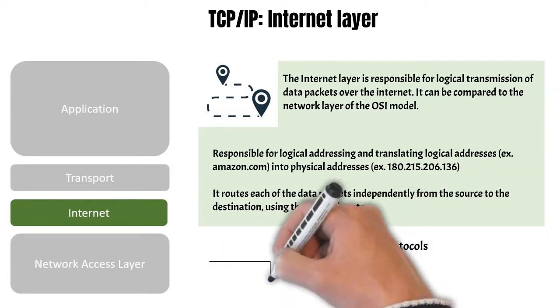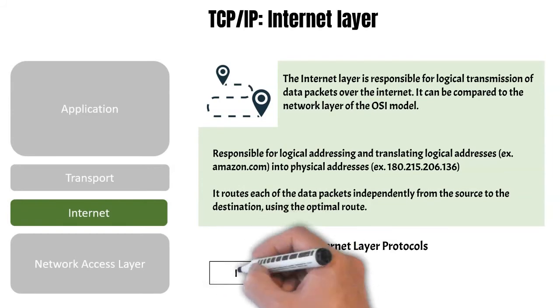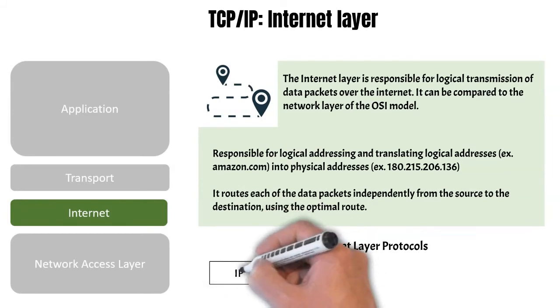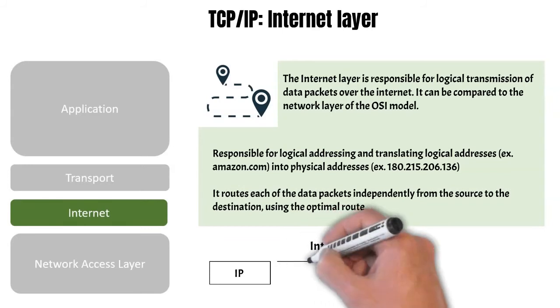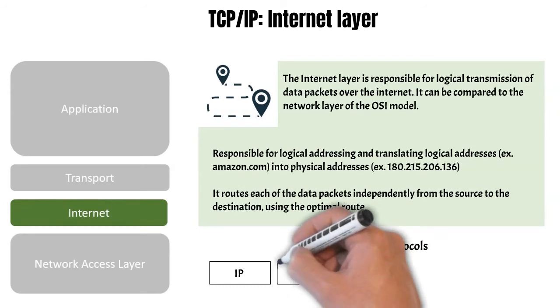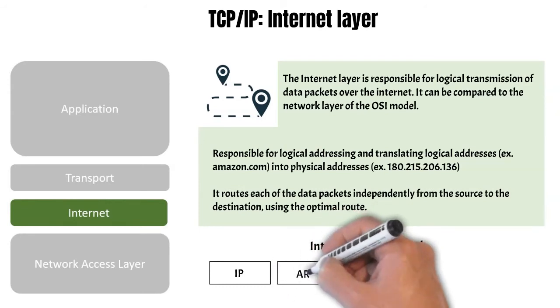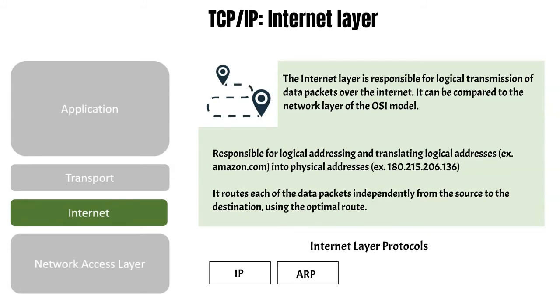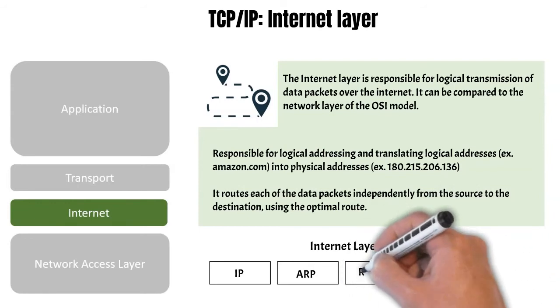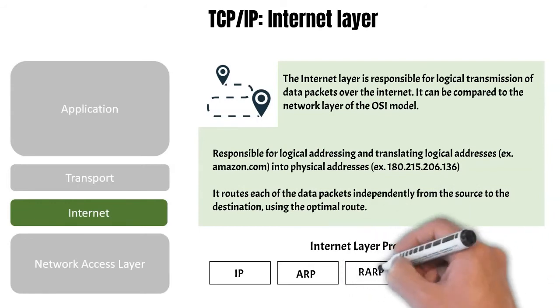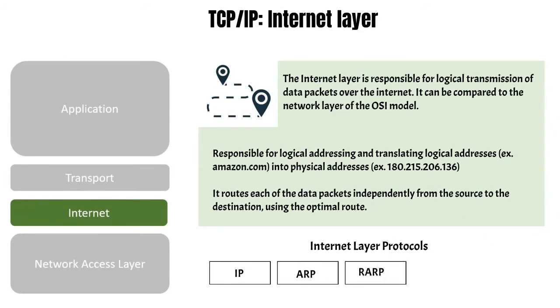Internet Protocol or IP. It is a connectionless and unreliable protocol that dictates how data should be delivered over a public network such as the internet. It transports data packets called datagrams. Address Resolution Protocol or ARP. This protocol maps the logical address or the internet address of a host to its physical address. RARP or Reverse Address Resolution Protocol is used to find the internet address of a host when its physical address is known.